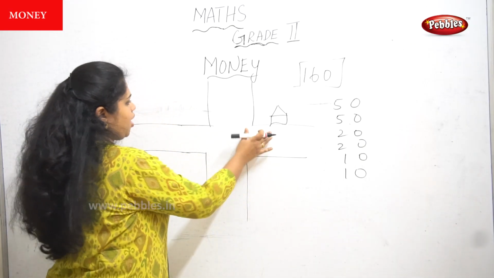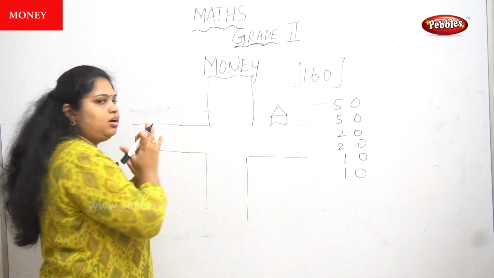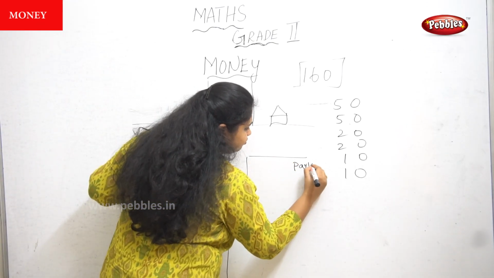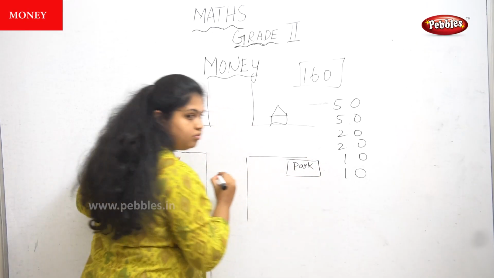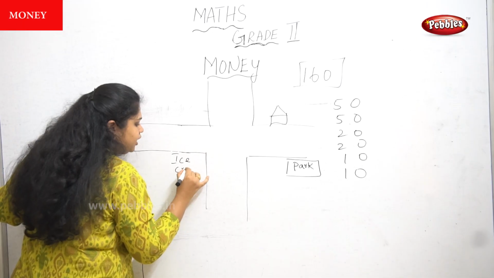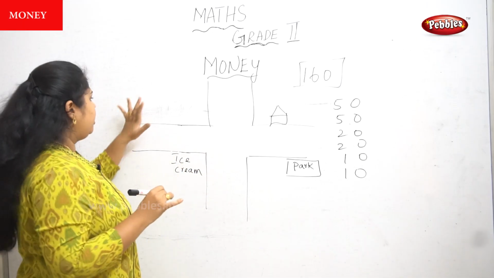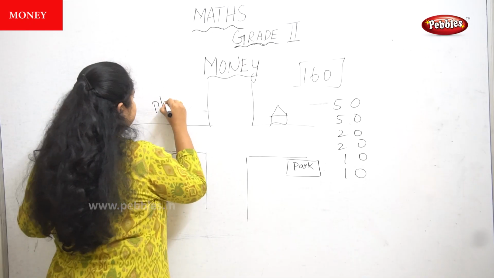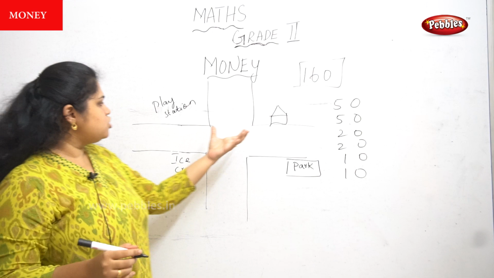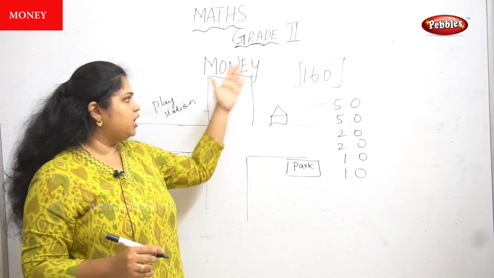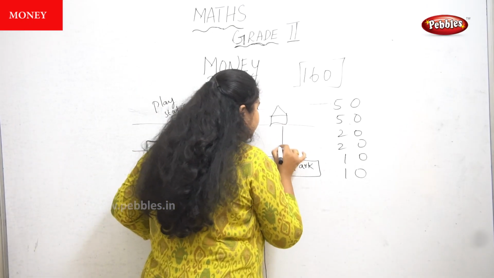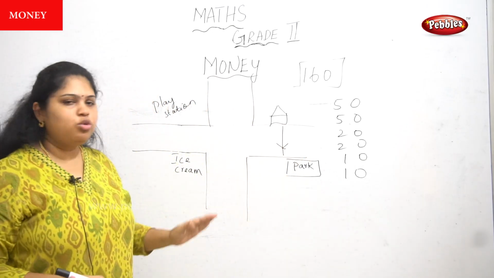So you are traveling from your home. What are the places you have, for example, it's a park. Okay, so it's an ice cream parlor, I am just writing ice cream. And this is the PlayStation. You are starting from your home with 160 rupees in your hand. You are going to the park to play.